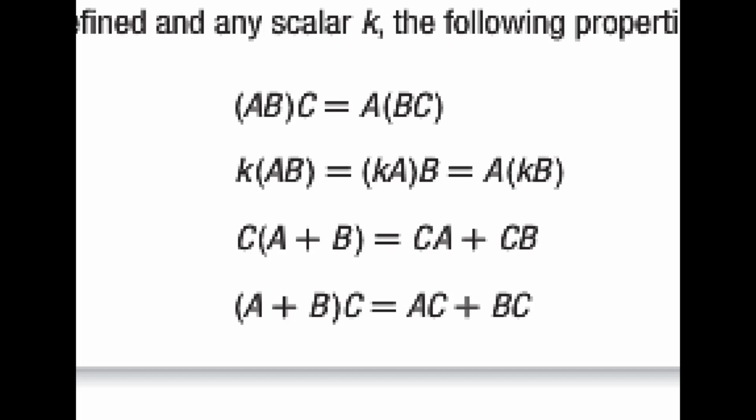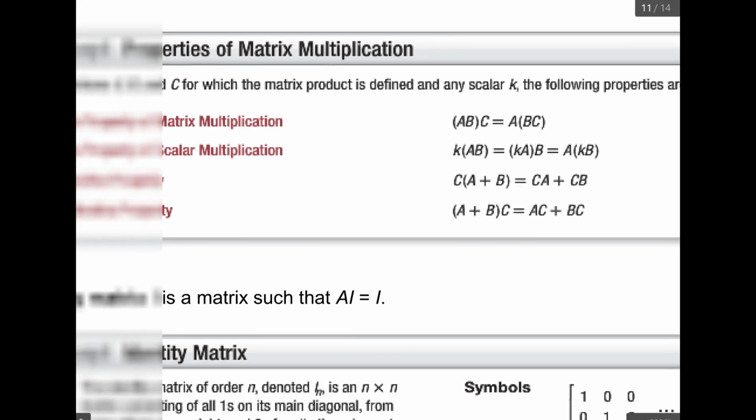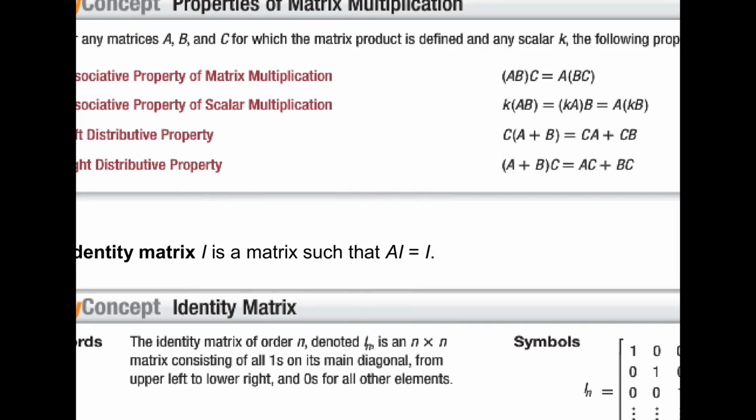If I want to multiply by a scalar, I could do it after I already multiplied these two matrices together, or I can multiply one of them by it, and that's the same thing. I've already more or less gone through the rest with you before. Left distributive property, right distributive property. Either way, you're going to be multiplying both matrices by matrix C.